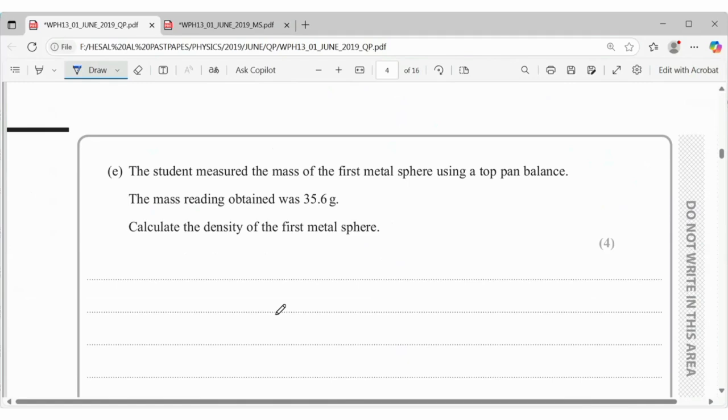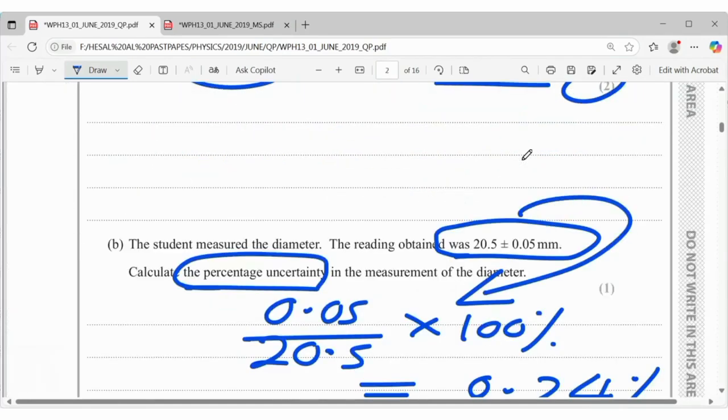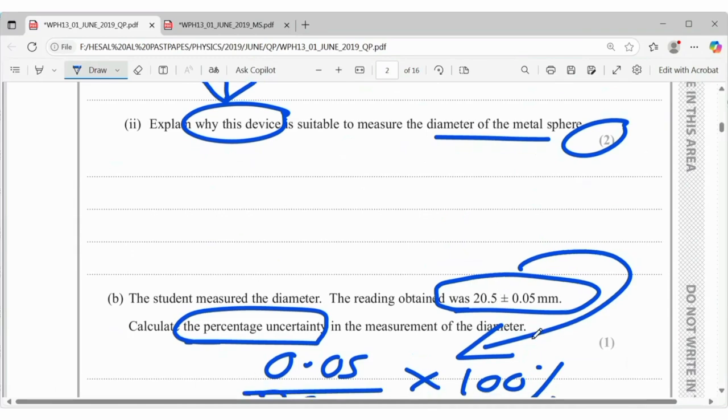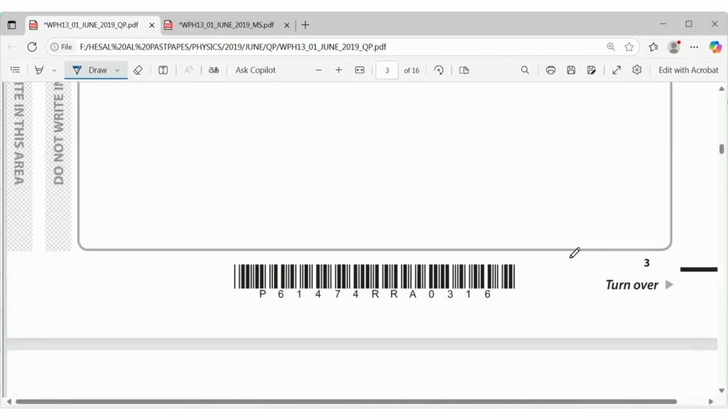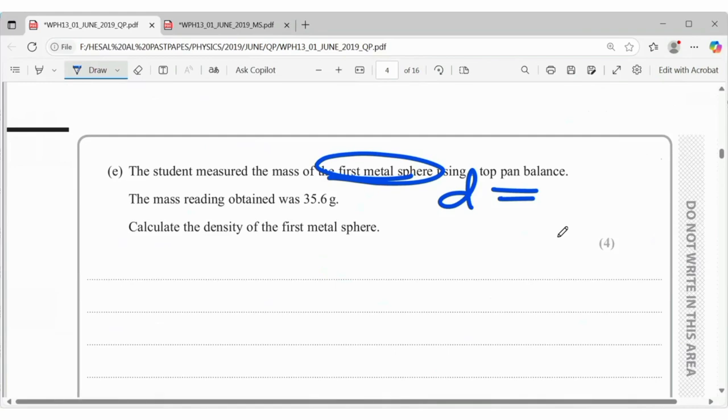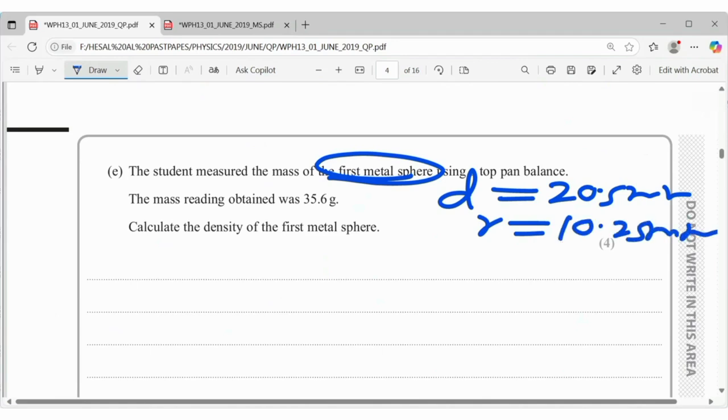In part E, the student measures the mass of the second metal sphere. Again, they talk about the metal sphere. So what is the diameter? Here we had a value of 20.5 millimeters. We can divide it by 2, and we can find the radius as 10.25 millimeters. So this is about the spherical ball.